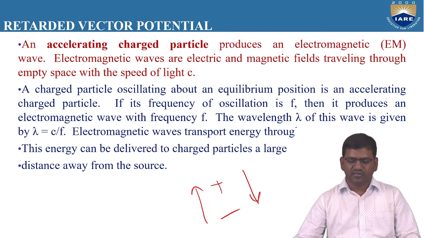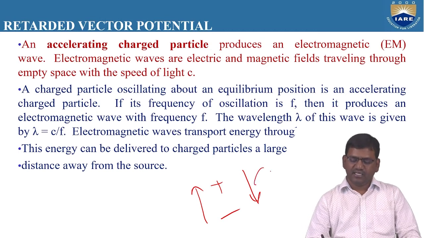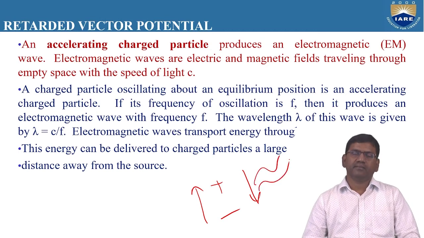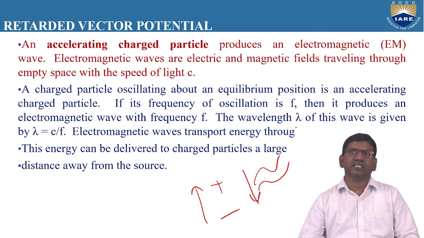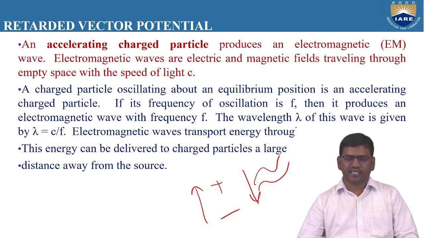Here the electromagnetic waves are electric and magnetic fields traveling through empty space with the speed of light, c. That means the radiation produced by a charged conductor will travel with the speed of light, that is 3 into 10 power 8 meters per second.